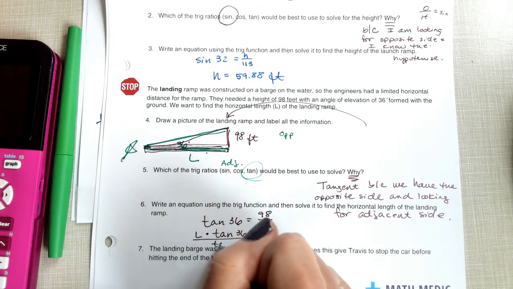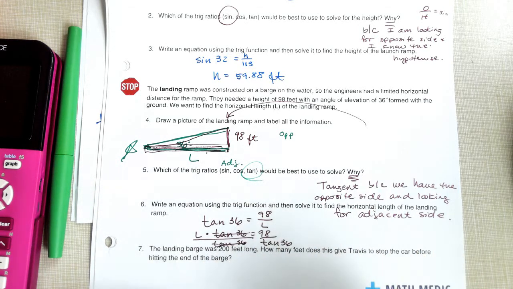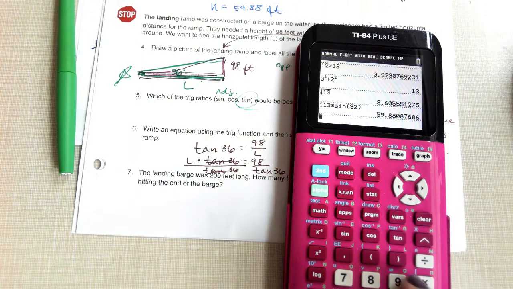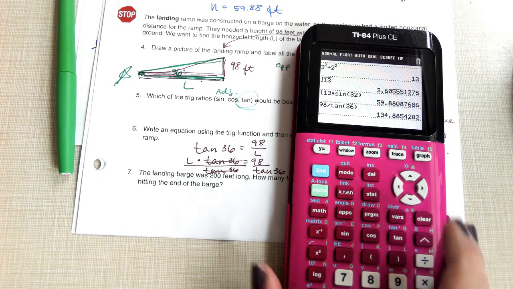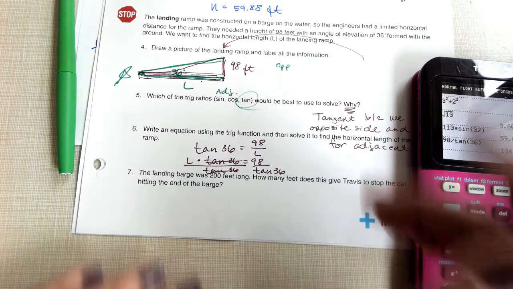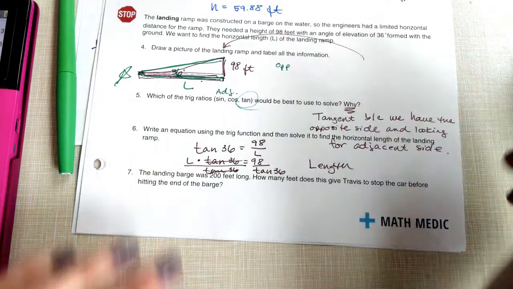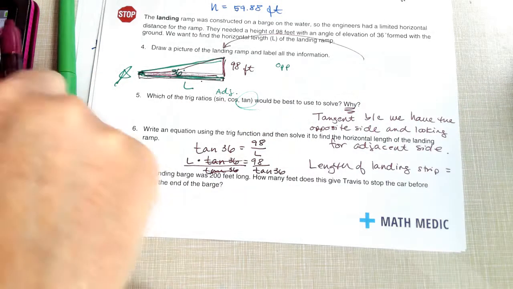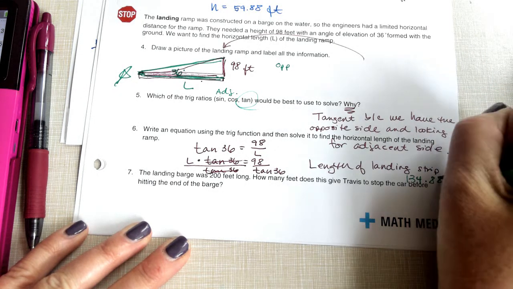So then to get the length by itself, we divide by tan. In a couple of my last week videos, I was kind of jumping to that step, and that's why. So on my calculator, I'm going to make sure I do 98 divided by the tangent of 36, and that's 134.88 feet. Length of landing strip is equal to 134.88 feet. Actually, it would be 0.89.